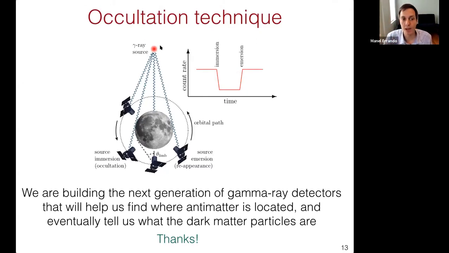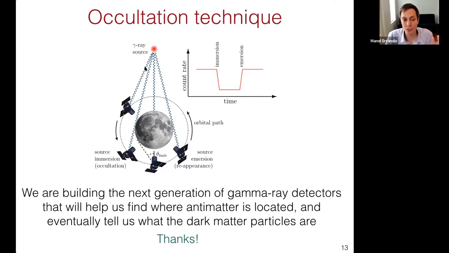So it depends on how bright the gamma ray source is. And it also depends on how big your detector is. So if your detector is bigger, you will detect more photons. So it will be easier to see changes in the amount of photons that you see at any given time. So the bigger the detector is, the better resolution you have, because you can see smaller drops in the event rate.